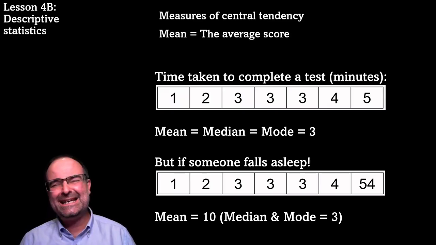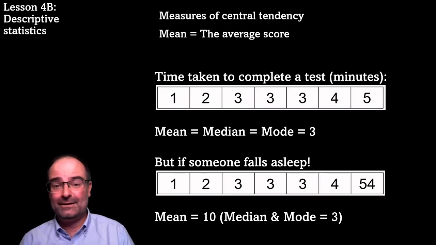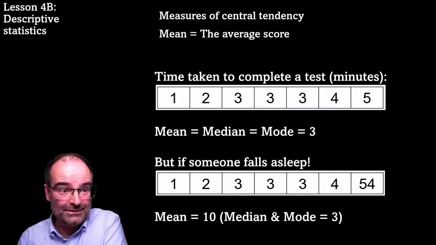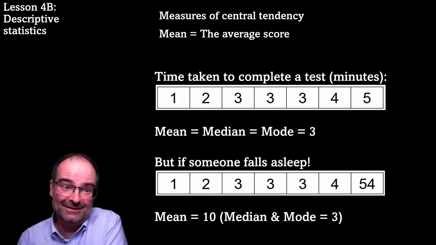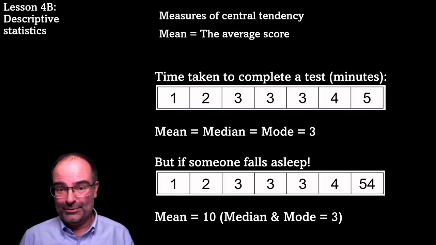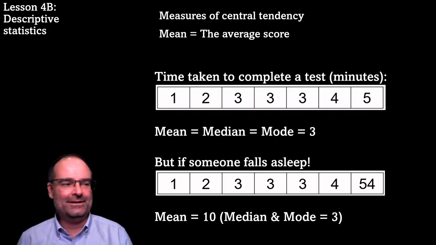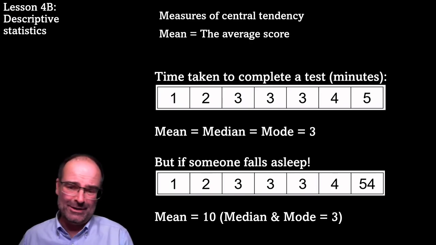The data on the bottom is identical, but like the really expensive Vaucluse mansion, someone has fallen asleep and it takes them 54 minutes. The median and the mode are still 3, unaffected by extreme values. The mean is now 10, and 10's not representative of anyone.